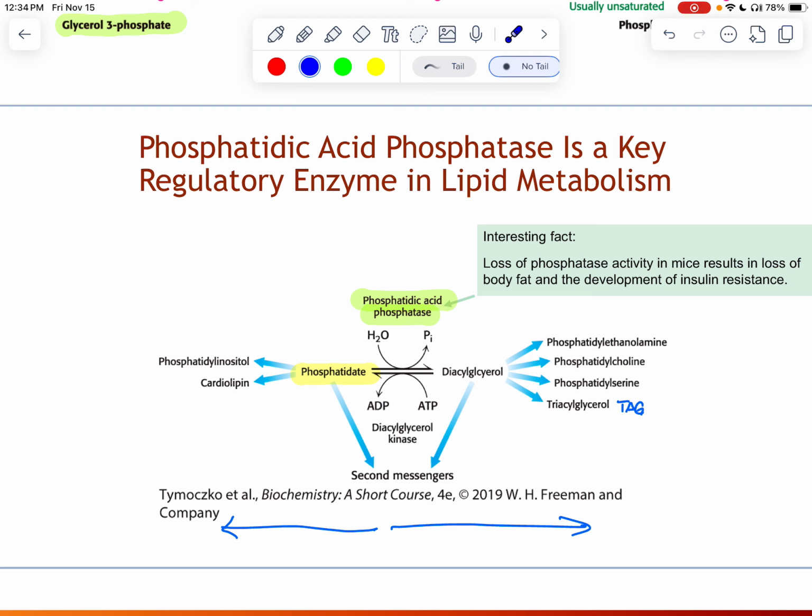All right, and if we look, this is interesting. So loss of this phosphatase activity in mice results in loss of body fat and development of insulin resistance. So there's something important about this enzyme for our lipid metabolism that's not fully understood yet. But if we could control development of these triacylglycerols, we could maybe use that as some sort of treatment for obesity.